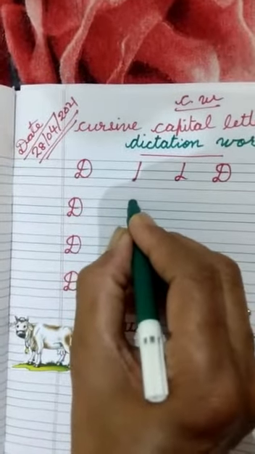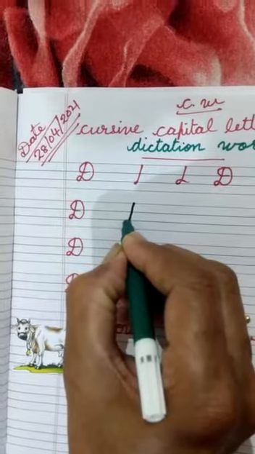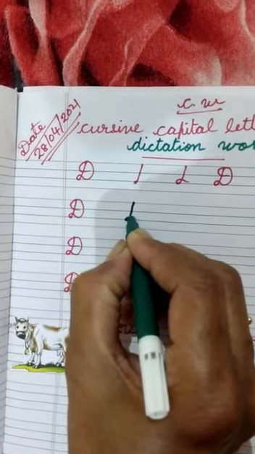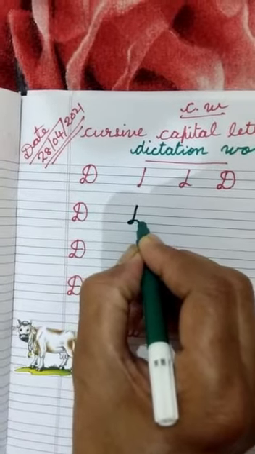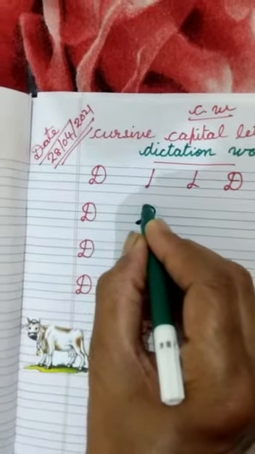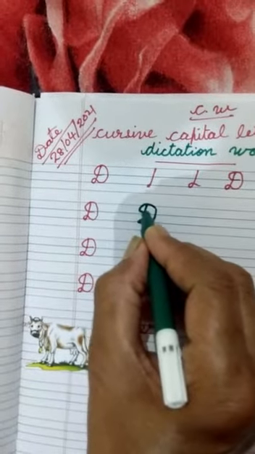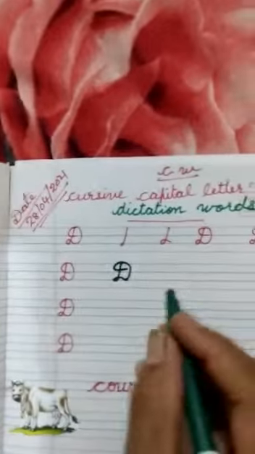Draw a standing line with a small circle and draw a big curve and take it to the second line and turn inside. Aapko pehle kya karna hai?